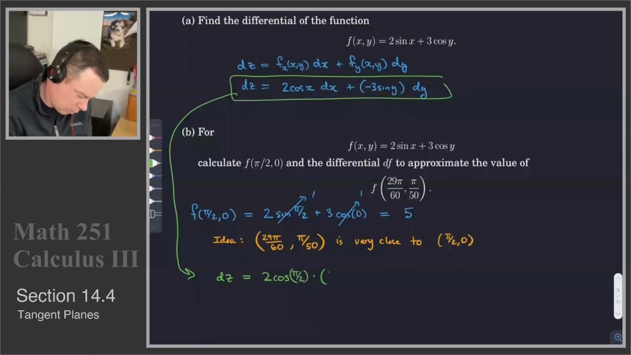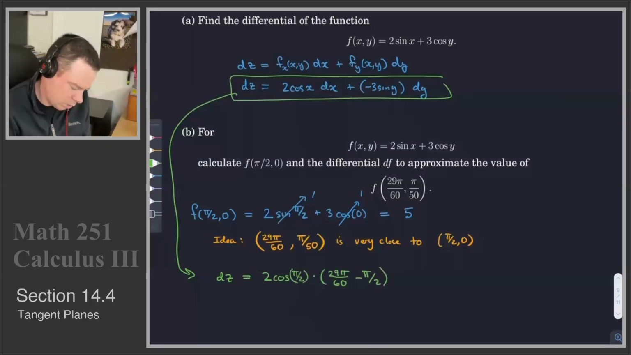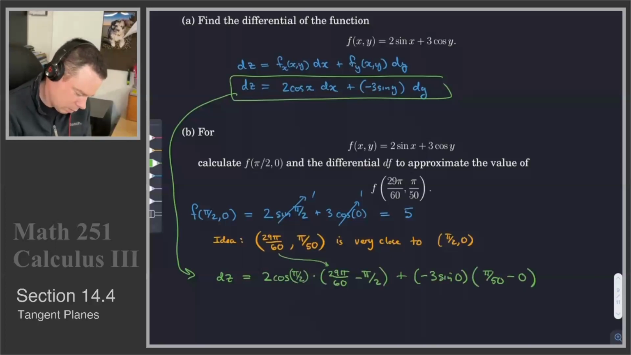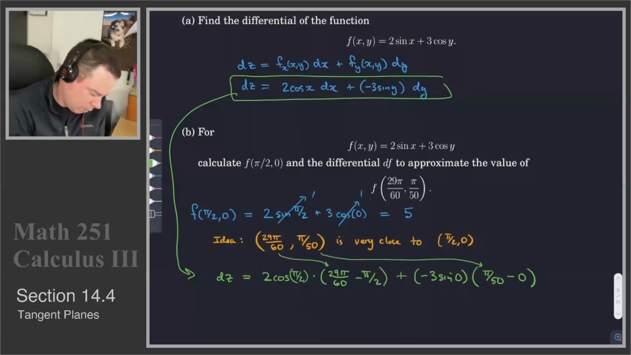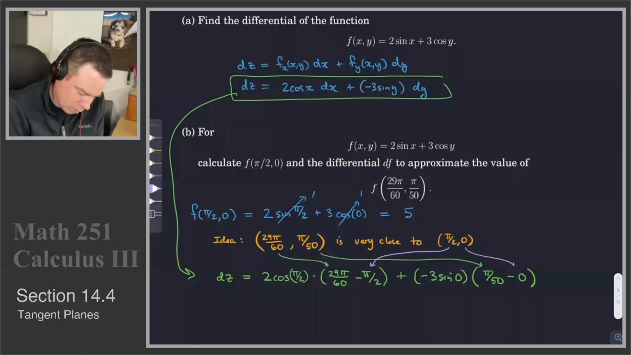So the change in the x direction is going to be 29 pi over 60 minus pi by 2. So that's the change in the x direction, plus the rate of change in the y direction. That's 3 sine of 0 times how much we moved in the y direction. So that's pi by 50 minus 0. So the idea is we're using our point that we want information about, and the way we're doing it is we're using information at the point we were at.